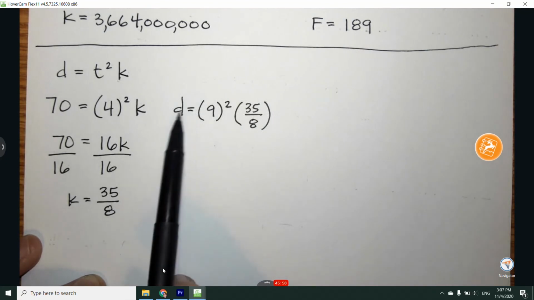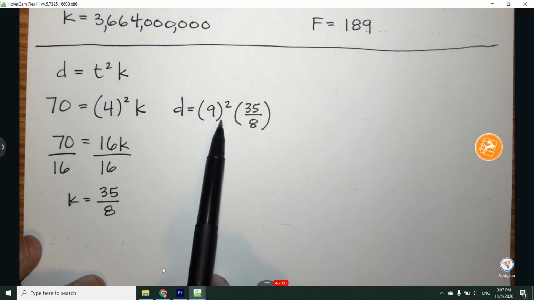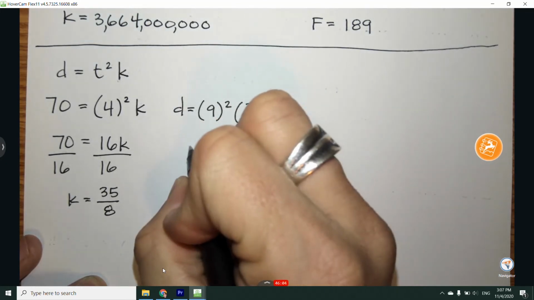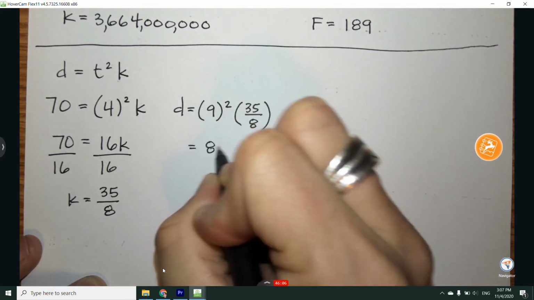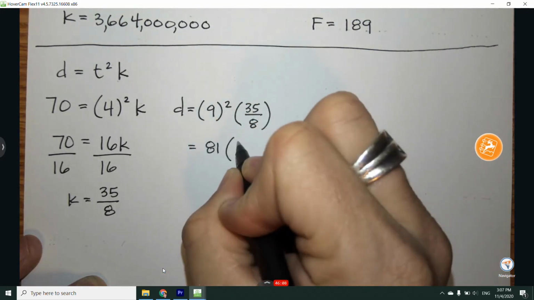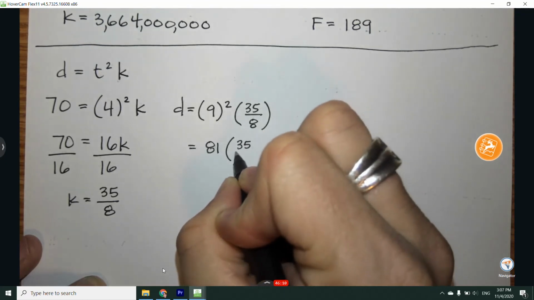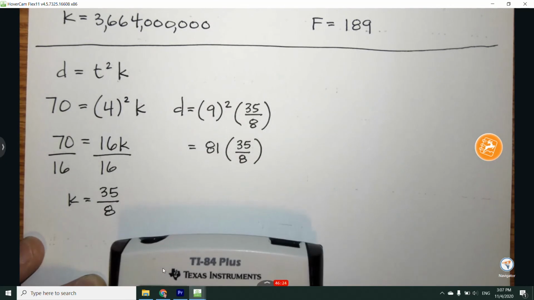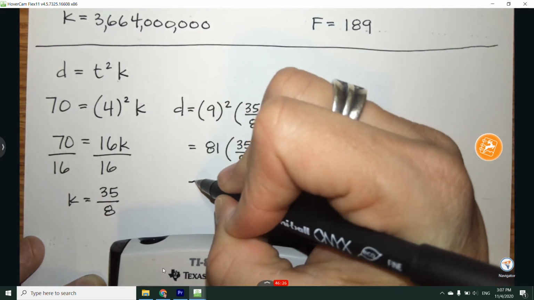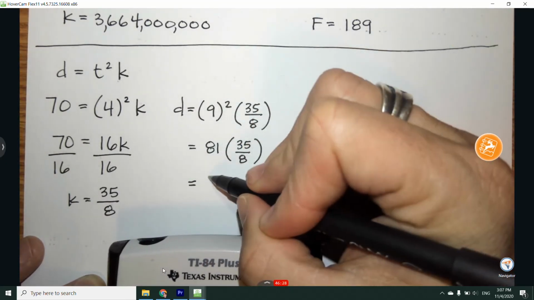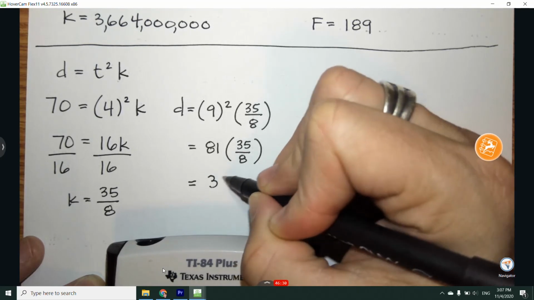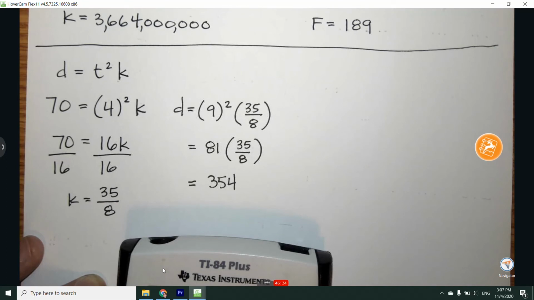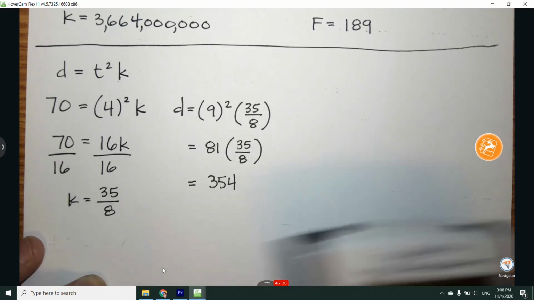Okay, so it's asking for the distance when this object has fallen for 9 seconds. So we're going to square our 9. That's equal to 81. And now we're going to multiply this times 35 and divide it by 8. And so it says it's going to fall 354 feet. That 3 does not make that 4 round up.